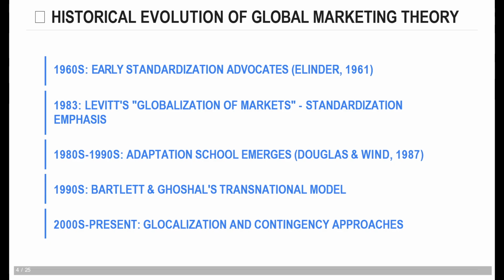Contingency approaches now dominate, suggesting that the best strategy depends on the specific context: industry, product, market, and company capabilities. For example, the shift from one size fits all to think global, act local is now widely accepted in both academia and practice.